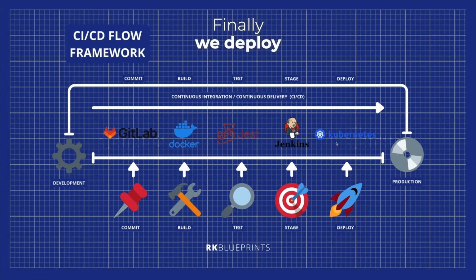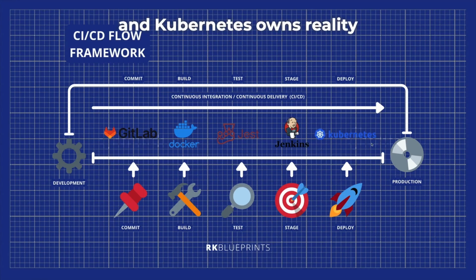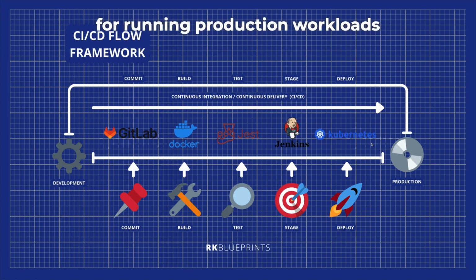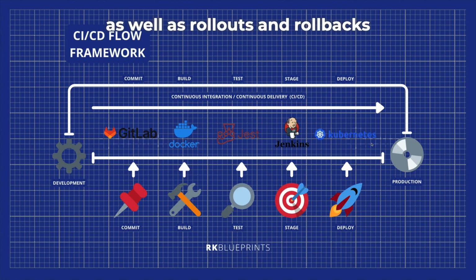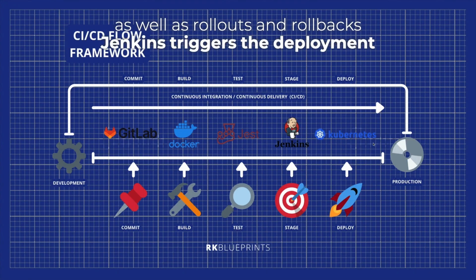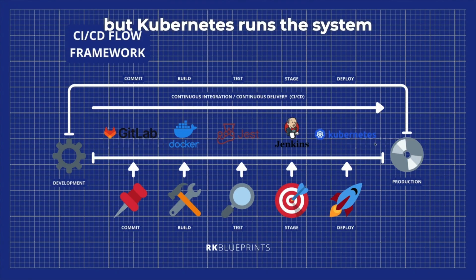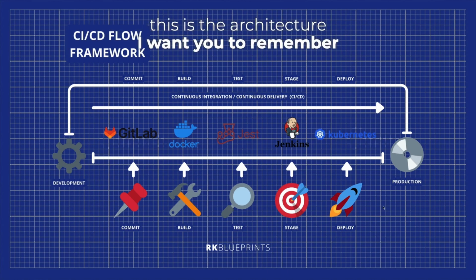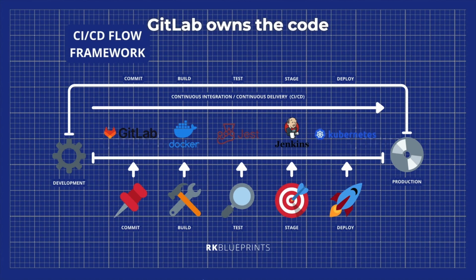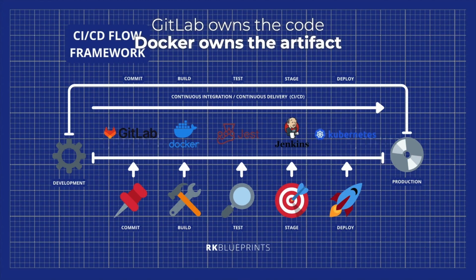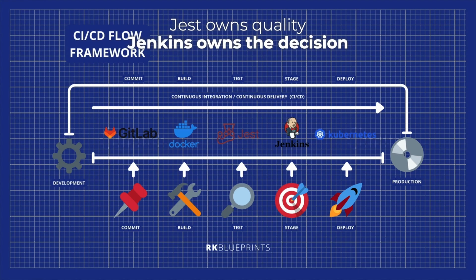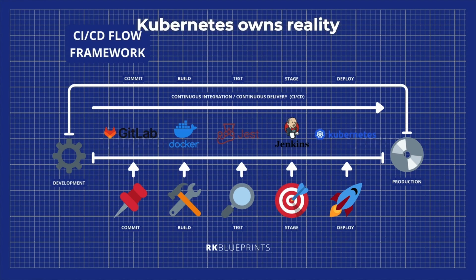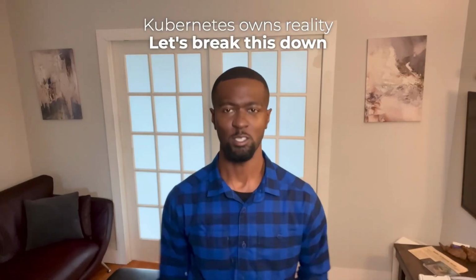Finally, we deploy, and Kubernetes owns reality. Kubernetes is responsible for running production workloads, scaling and self-healing, as well as rollouts and rollbacks. Jenkins triggers the deployment, but Kubernetes runs the system. Now, this is the architecture I want you to remember. GitLab owns the code. Docker owns the artifact. Jest owns quality. Jenkins owns the decision. Kubernetes owns reality.